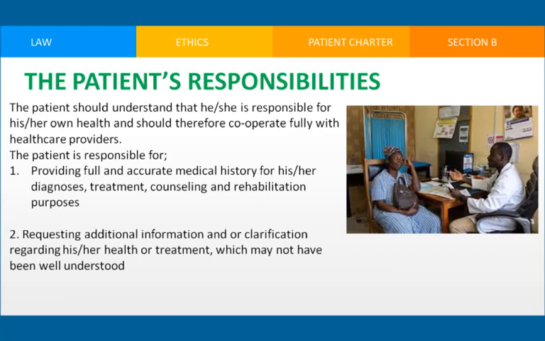Number two, the patient should request additional information from the healthcare provider or clarification regarding his or her health or treatment which may not have been understood. And this is very important. Sometimes the patient walks into the hospital and the doctor says, Madam, after a lab, it shows you have gastritis. Now, a lot of patients will say, oh, doctor, okay, I see. Oh, I'll give you some medicines. Now, when the patient comes from the doctor's consulting room, they'll still be wondering, what is even gastritis? The doctor said I have gastritis. Then they'll start to cry, oh, then I'm dead.